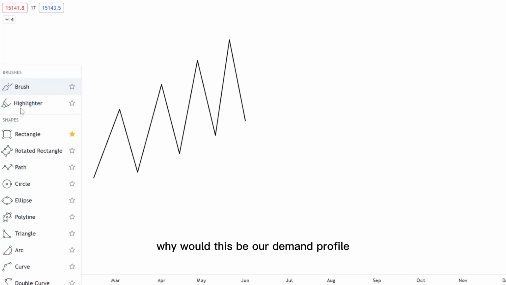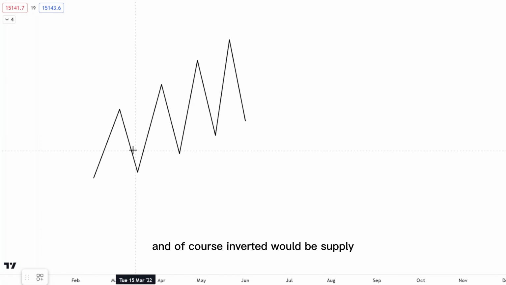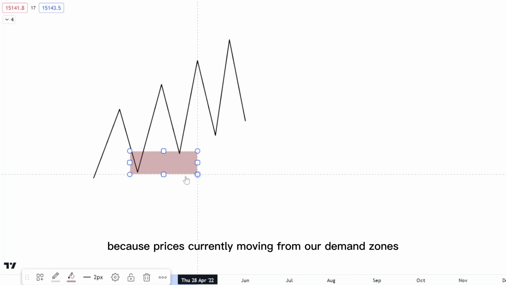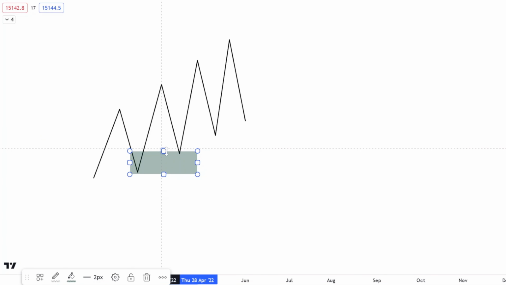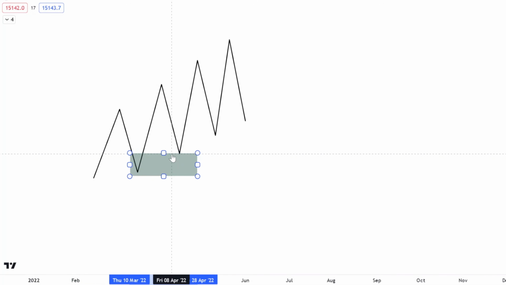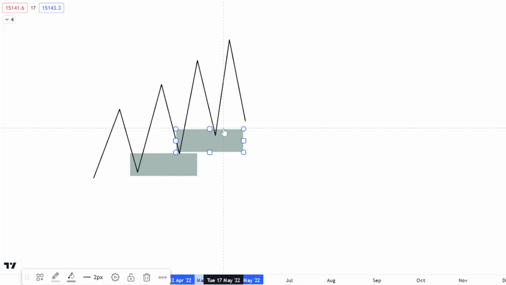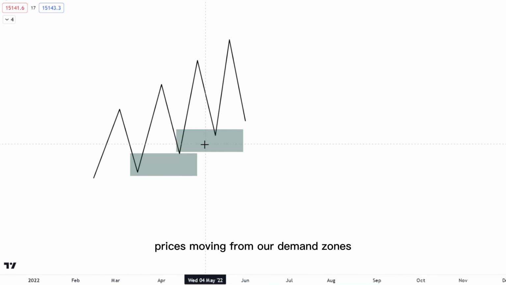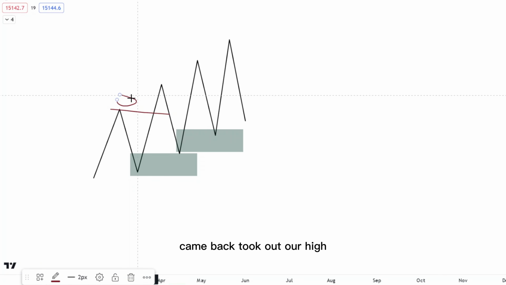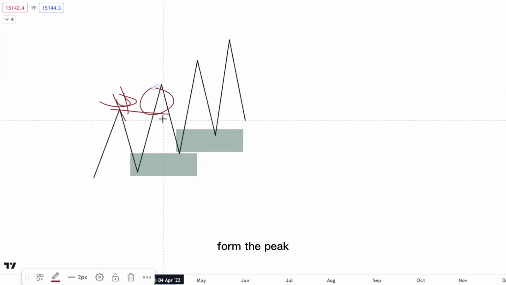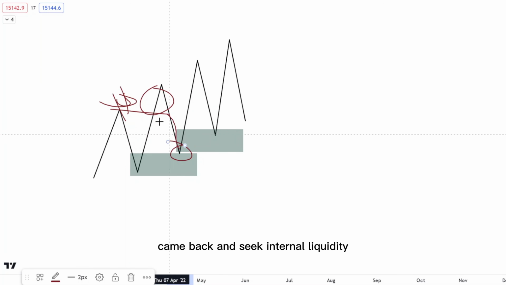Why would this be our demand profile? And of course, inverted would be supply. So this would be our demand because price is currently moving from our demand zones. As you can see, price is moving from our demand zones. It broke through the range, came back, took out our high, took out the liquidity here, formed a peak, came back, and sought internal liquidity. So anything inside of the range would be your internal liquidity. So it will always be your demand.